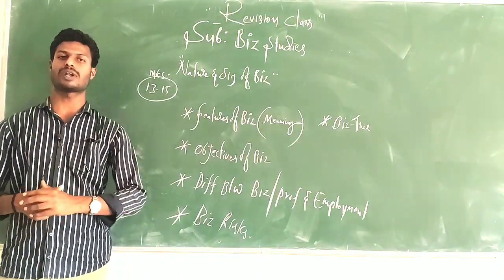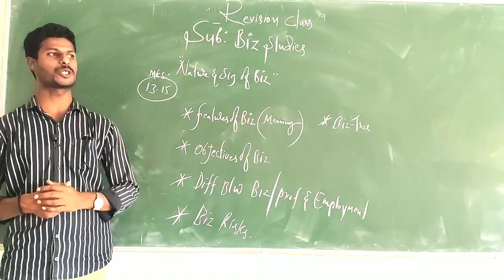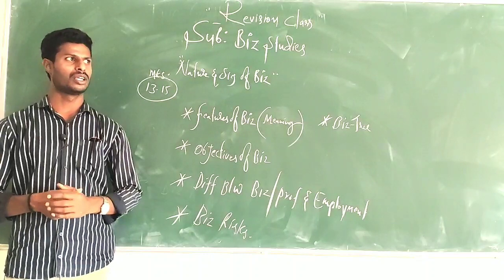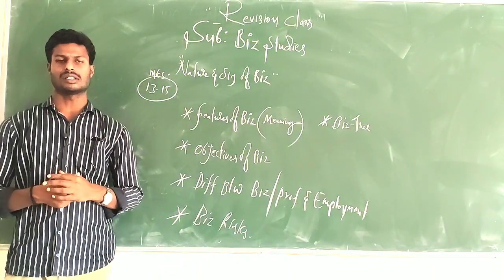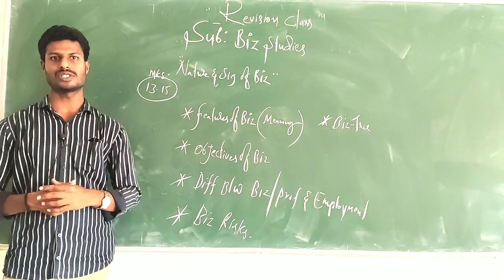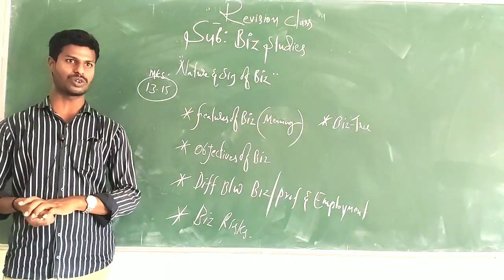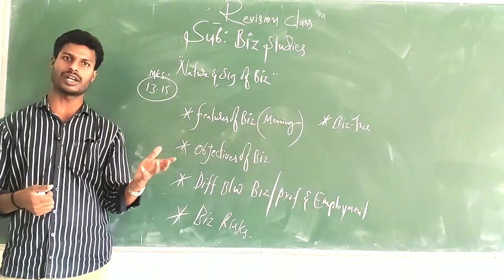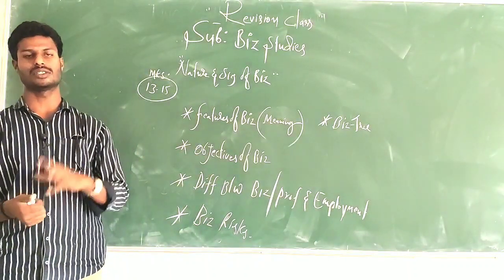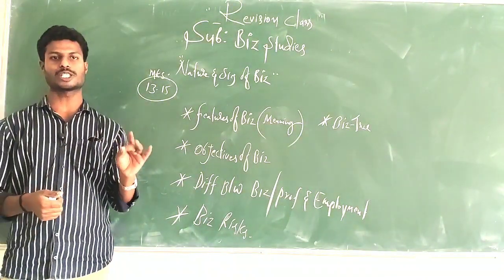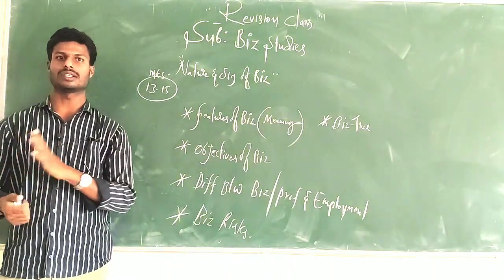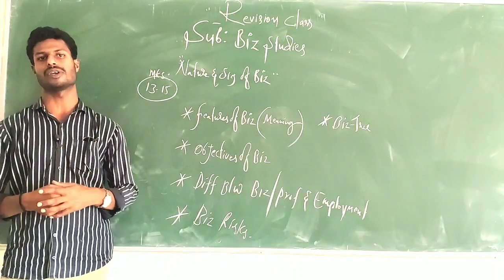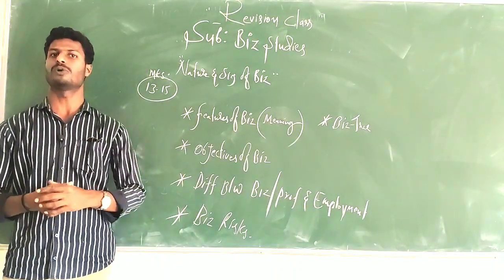Come to the second branch of the business tree, that is commerce. Commerce means trade and the auxiliaries to trade. In commerce there are two branches: one is trade, another one is auxiliaries to trade. In trade: internal trade and external trade. In internal trade: wholesale and retail. In external trade, three types: import, export and entrepot. Then come to the auxiliaries to trade: banking, insurance, warehousing, advertising, telecommunication. Auxiliaries to trade means support to trade.